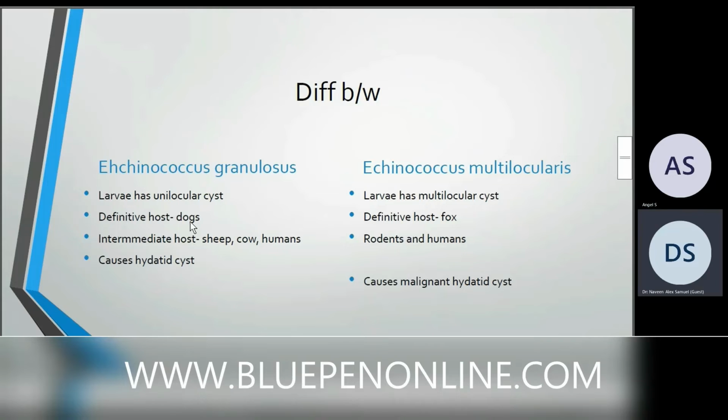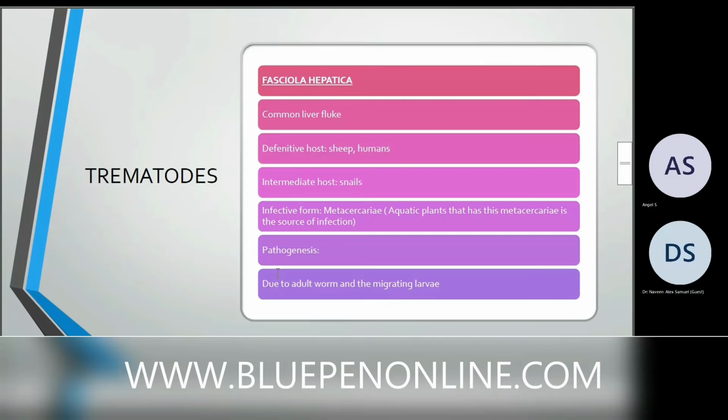The definitive host in Echinococcus granulosus is the dog, whereas the definitive host in multilocularis is the fox. The intermediate host in granulosus is sheep, herbivores, sheep, cow, and humans, whereas in multilocularis it is the rodents and humans. Granulosus causes hydatid disease, whereas multilocularis causes malignant hydatid disease. So now you understood Echinococcus multilocularis?